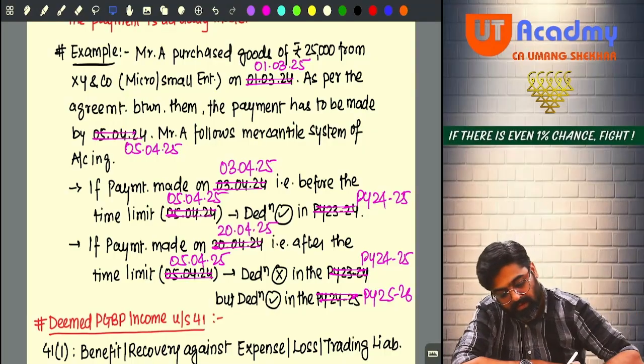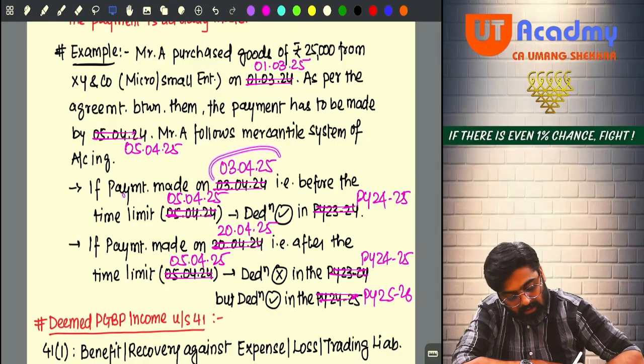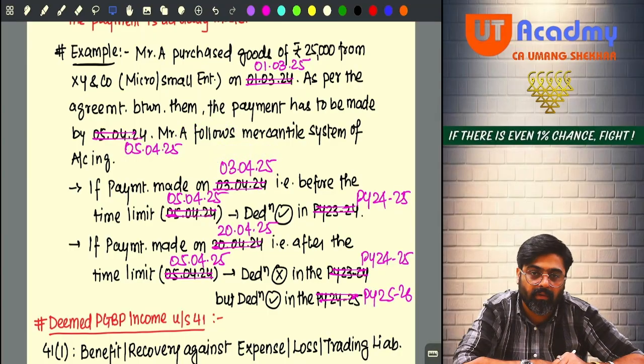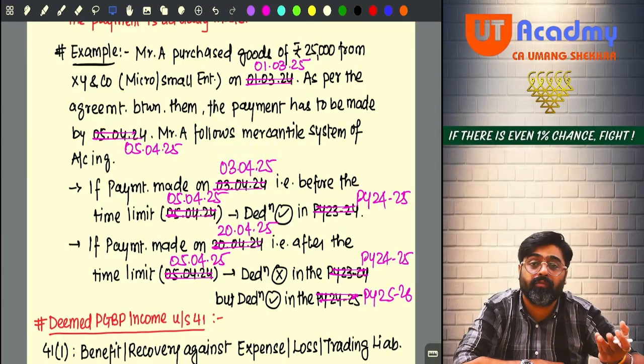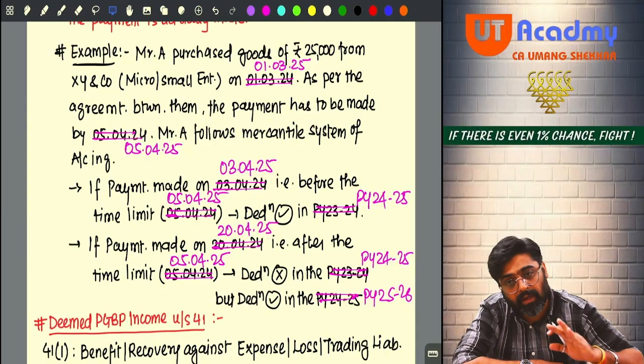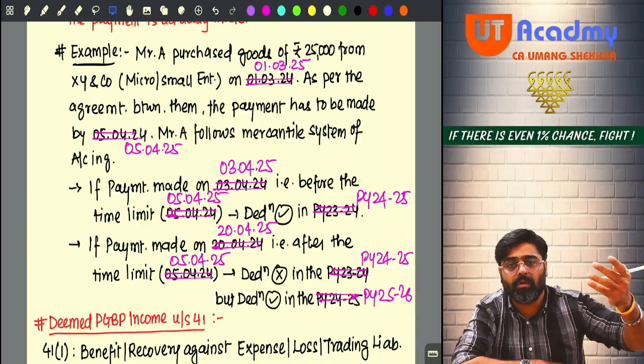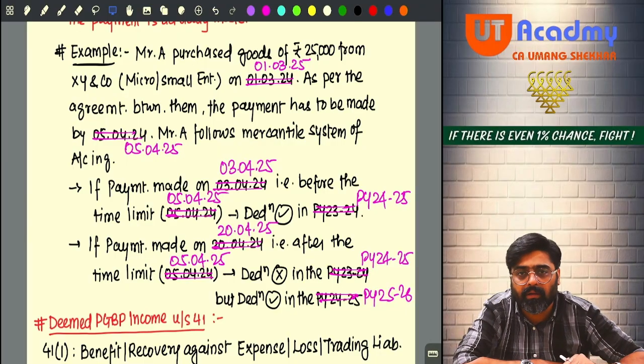Sure. Now tell me. If the payment is made on 3rd April, meaning payment is made before 5th April, will that amount of 25,000 be allowed in 24-25 itself? Yes, it will be allowed in the 24-25 only. No disallowance under 43B will be attracted.